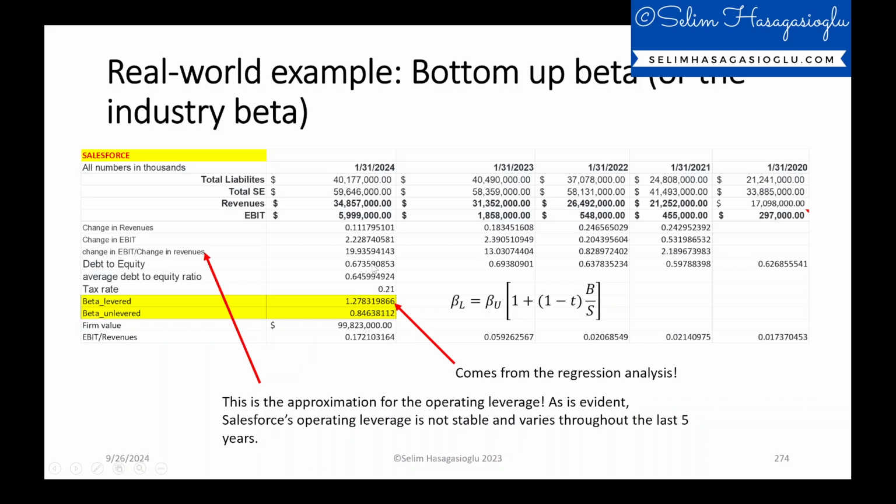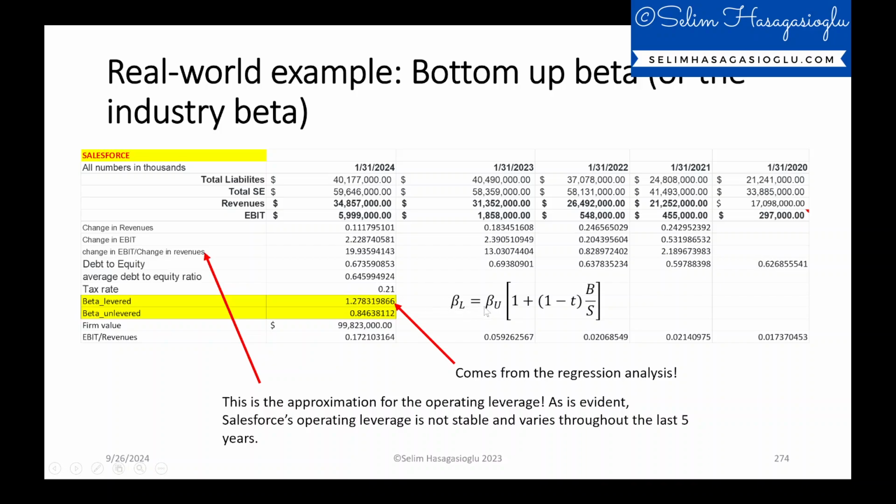Remember, we need to calculate debt to equity as well for all these 5 years. Then I calculated the average debt to equity ratio. Tax rate was 21%. And levered beta, remember, will come from the regression analysis on the previous slides, which we calculated through the market returns and the returns on the stock itself. And then you can calculate unlevered beta. So remember this equation. This is a very important equation. We have been using this throughout the chapter. Levered beta is equal to unlevered beta multiplied by 1 plus (1 minus tax rate) times debt to equity. So just plug in the numbers.